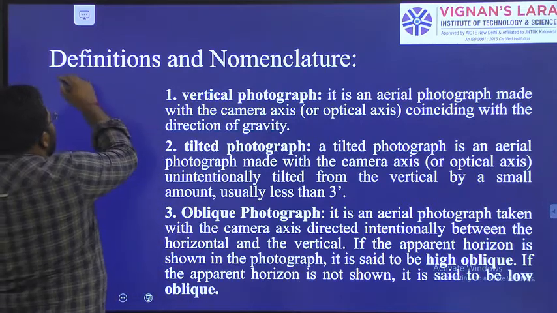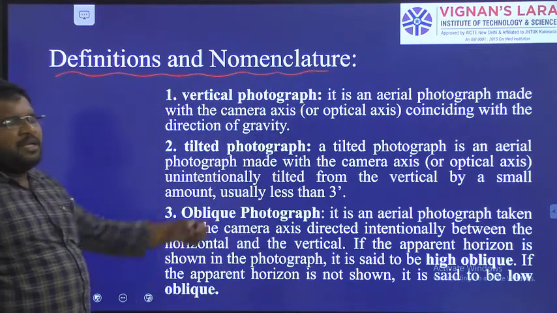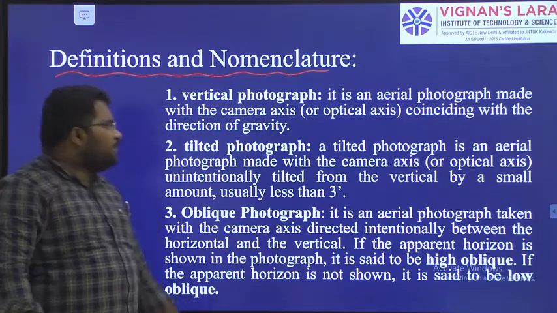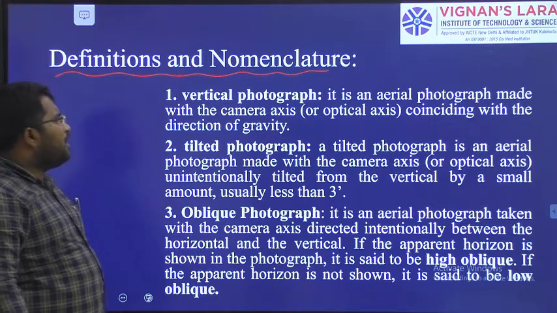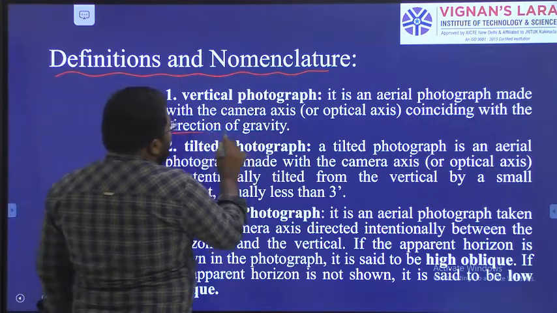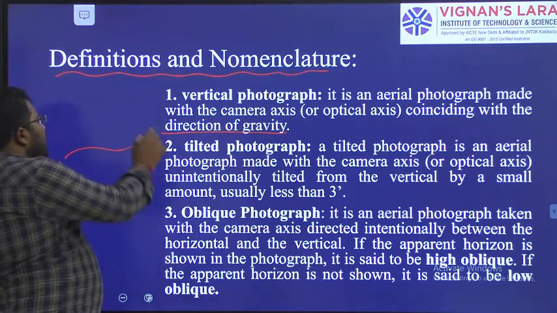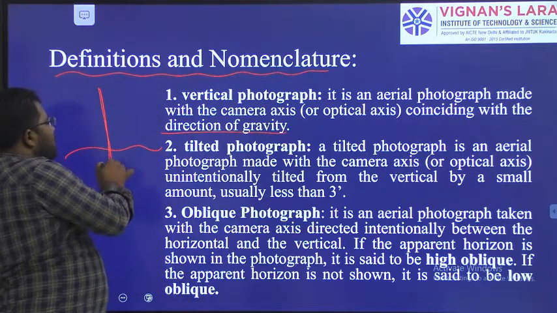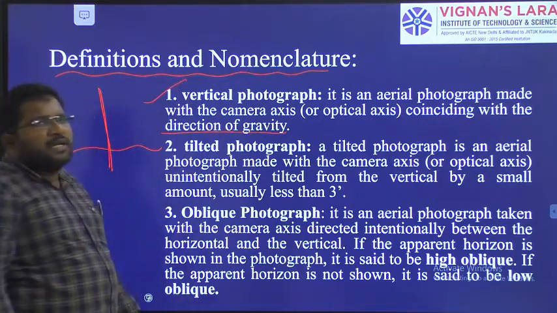Now we are going to discuss the definitions and nomenclature used in aerial photogrammetry. The vertical photograph is an aerial photograph made with the camera axis coinciding with the direction of gravity. That means if you are having an area exactly perpendicular, and you take the photograph, that type of photograph is called a vertical photograph.